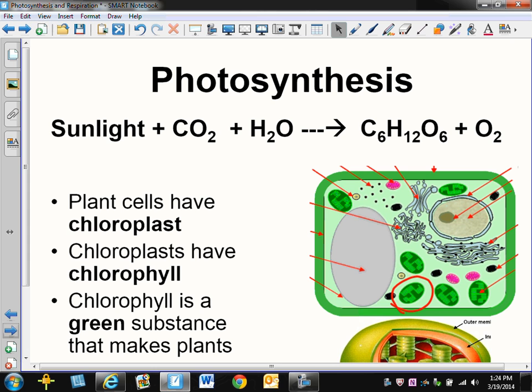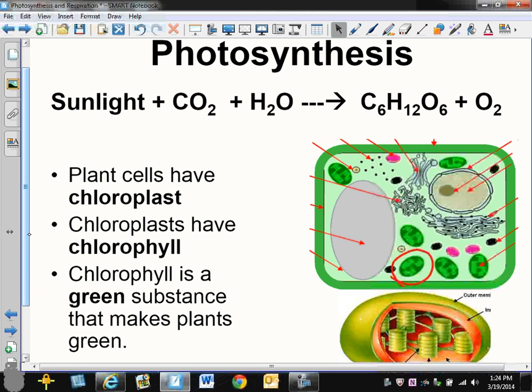Okay, photosynthesis, we know, is sunlight. Sunlight is energy, plus CO2 plus H2O, gives us C6H12O6 plus O2. This is sugar.